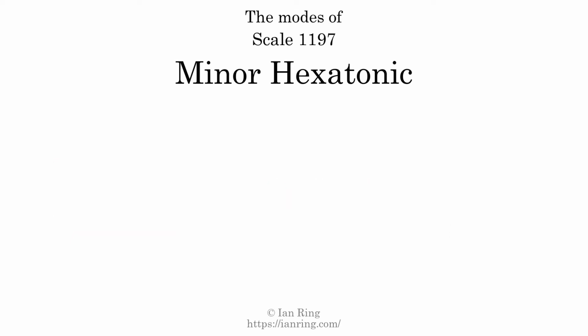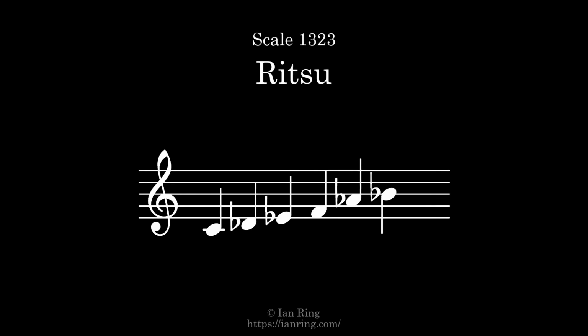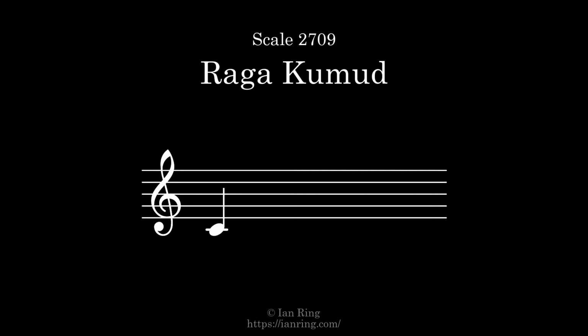This scale has 6 modes. The first mode is itself. The second mode is scale 1323, also known as Ritsu. It sounds like this. The third mode is scale 2709, also known as Raga mode. It sounds like this.